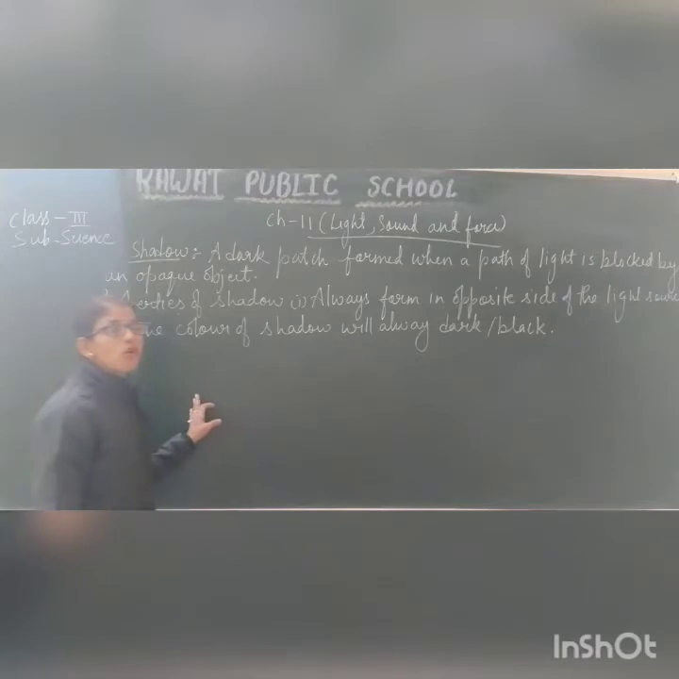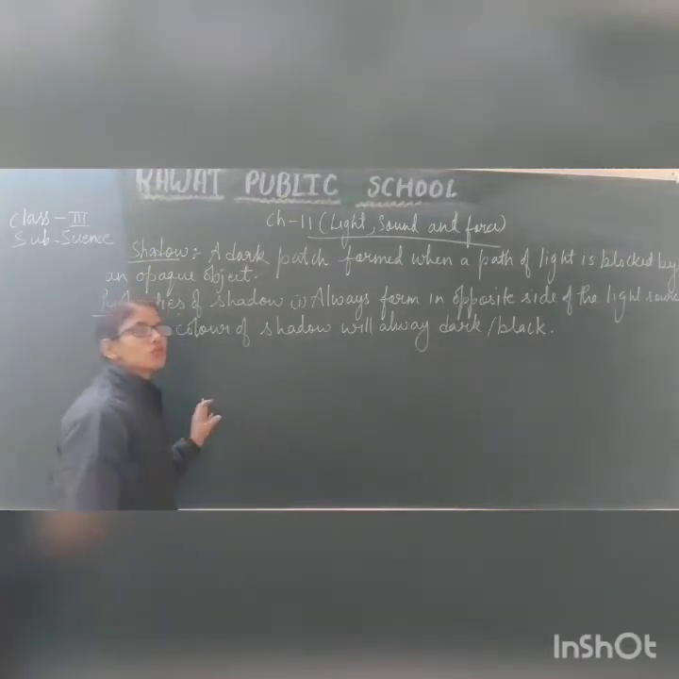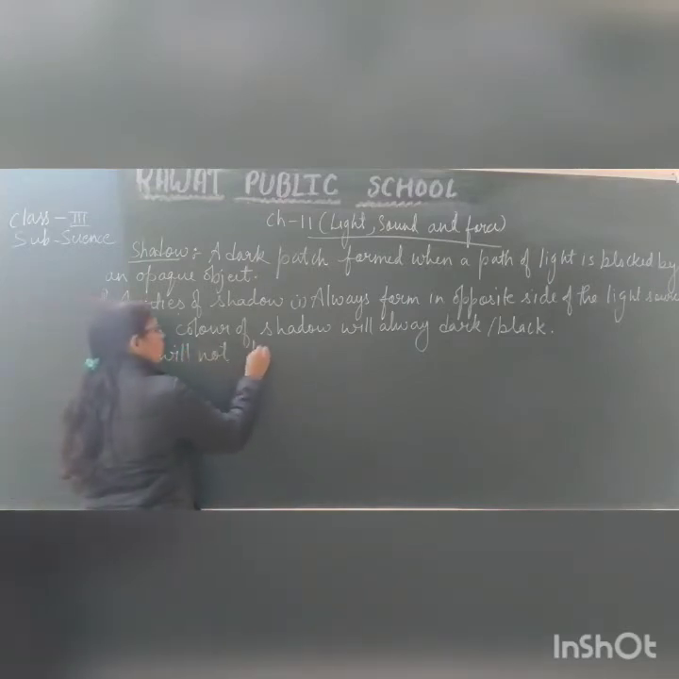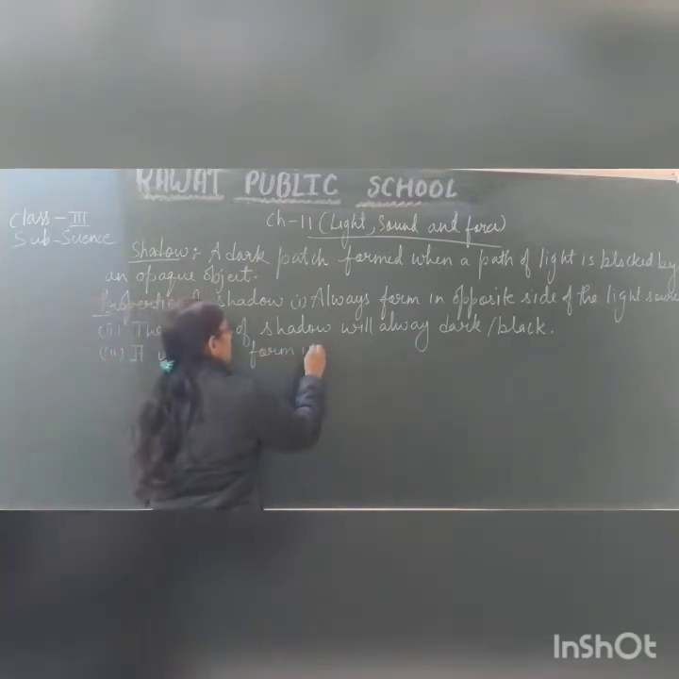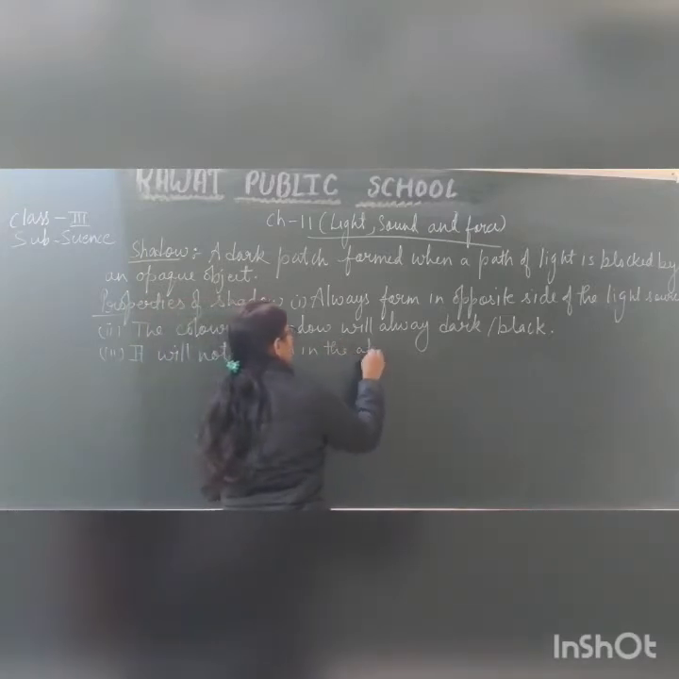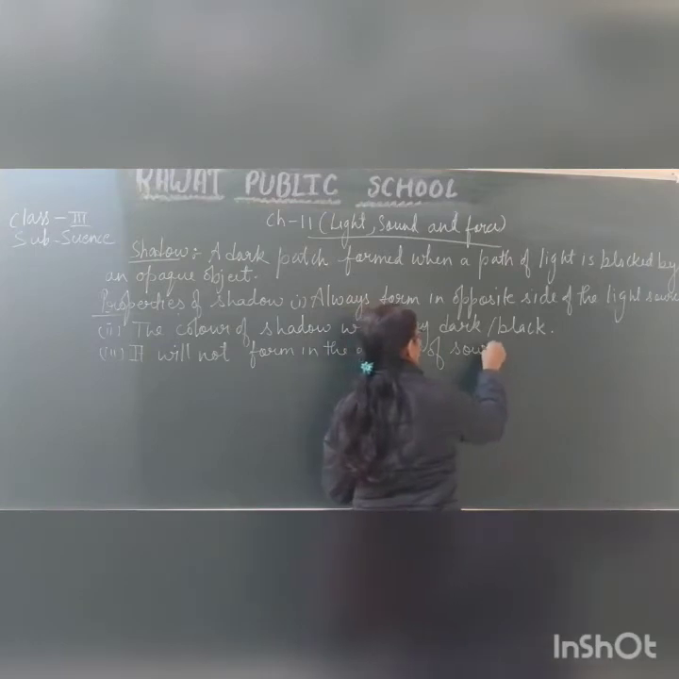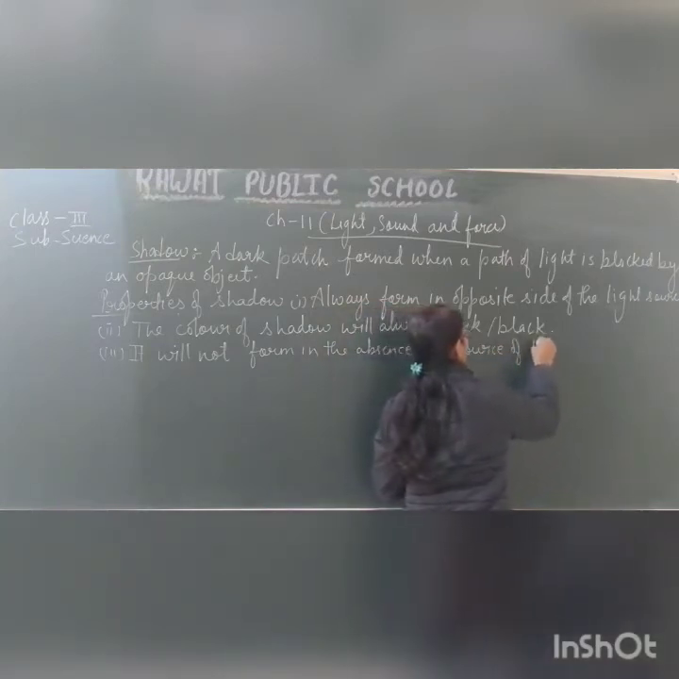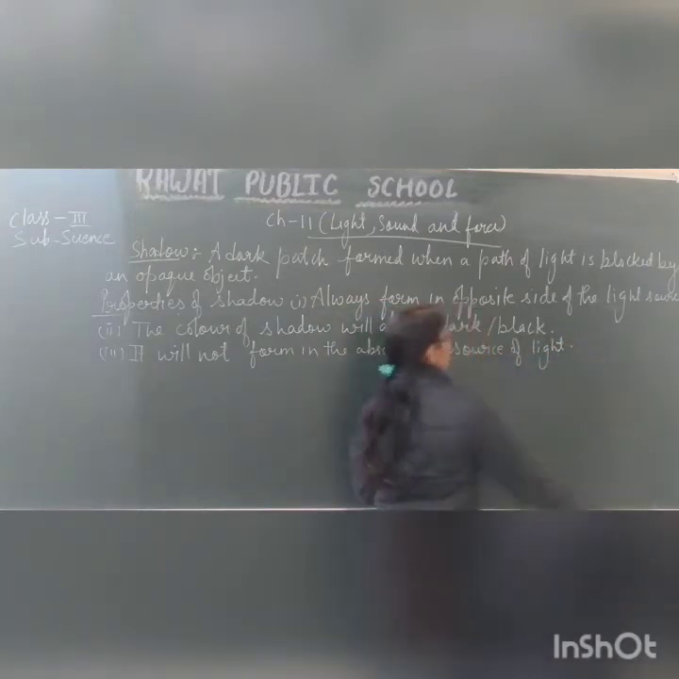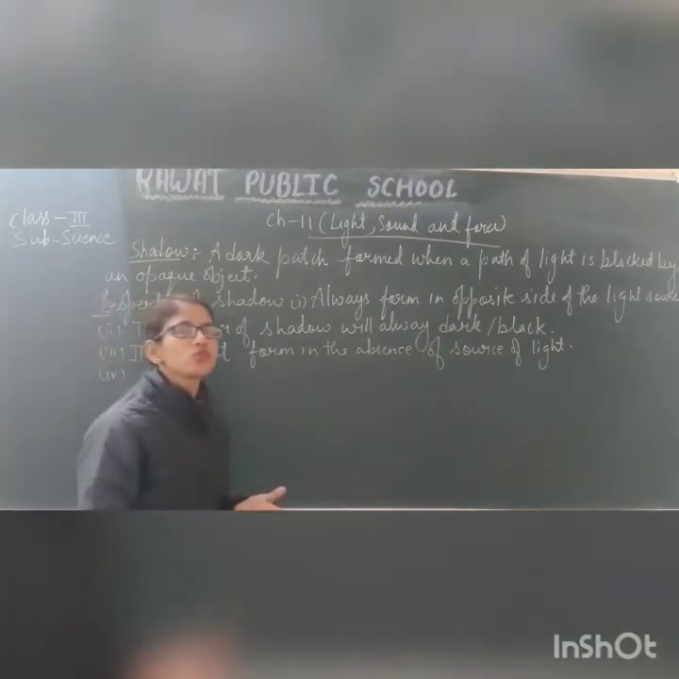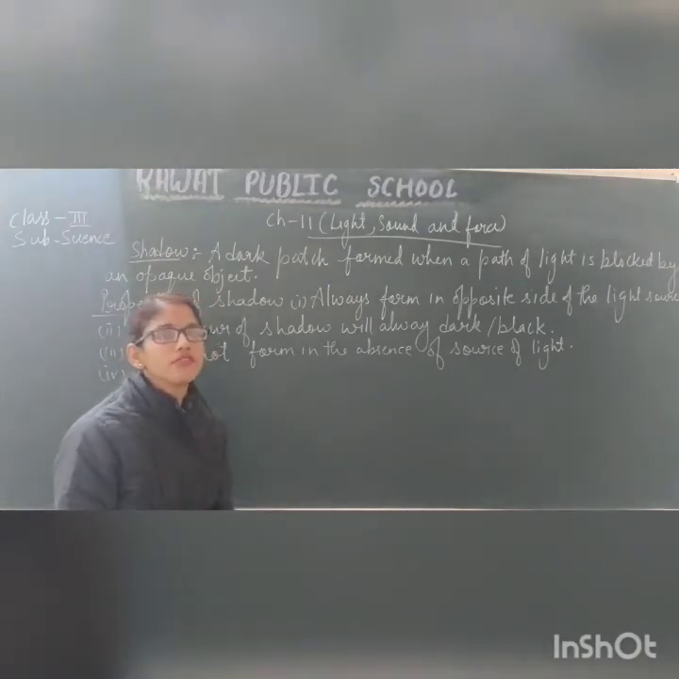the shadow will not form in the absence of a source of light. It will not be formed in the absence of a source of light. Next is, it varies when the distance from the source of light is different.